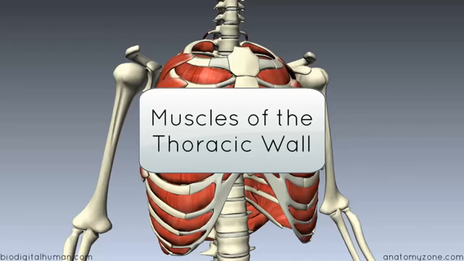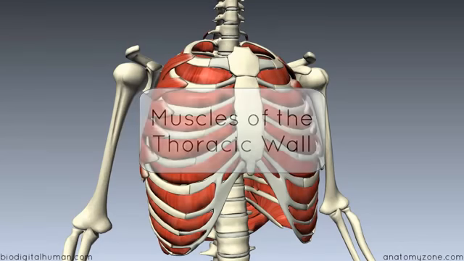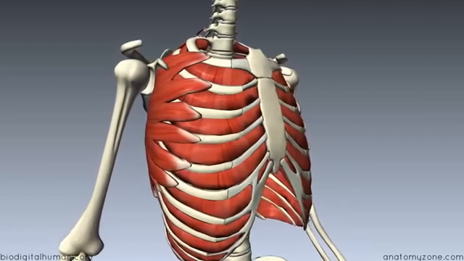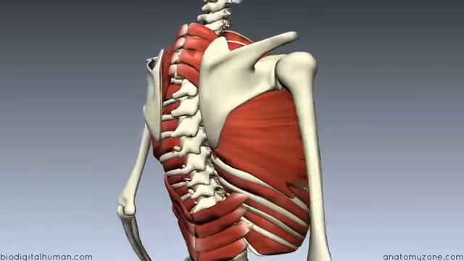Okay, so now we're going to take a look at some of the muscles of the thoracic wall. So first of all, we'll take a look at some of the muscles which attach to the thoracic cage, and then we'll look at some of the smaller muscles which lie between the ribs and the intercostal spaces. So outside the rib cage we've got three muscles really.